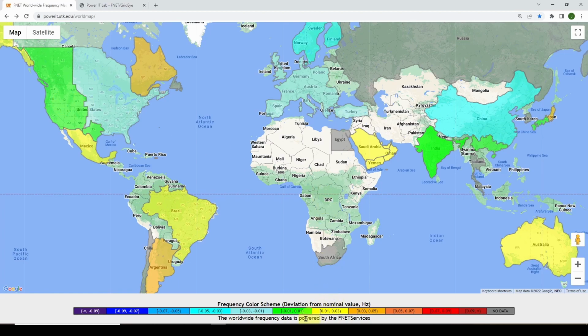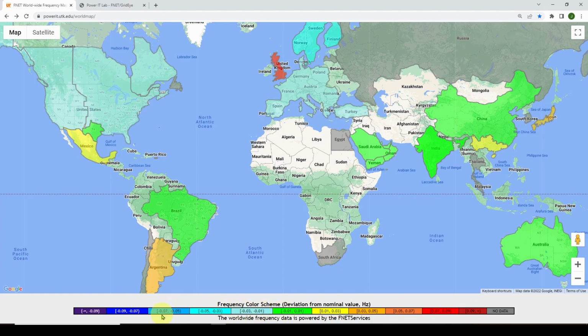So green, anywhere you see green, like here in the Western US, that means it's plus or minus 0.01 around 60 hertz. As you get into the yellow, orange, red, and brown, that means the frequency is relatively high. So if it's yellow, it's high by 0.01 to 0.03 hertz. So in the US, it would be 60.01 to 60.03. And as it gets darker orange red, it goes to 0.03, 0.05, and then 0.05 to 0.07 is brown, and then dark brown is 0.07 to 0.09, and then darker than that, it's more than 0.09 hertz high, okay?